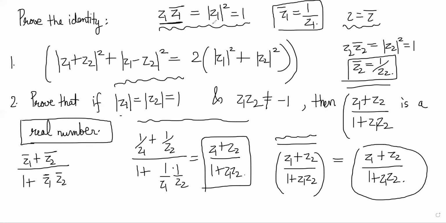Yes, sir. Okay, then. So, sir, over here, looking at the first question, since that holds true, can we say that, since we have proved this, z1 plus z2 mod the whole square would be mod z1 square plus mod z2 square plus 2 mod z1 z2?